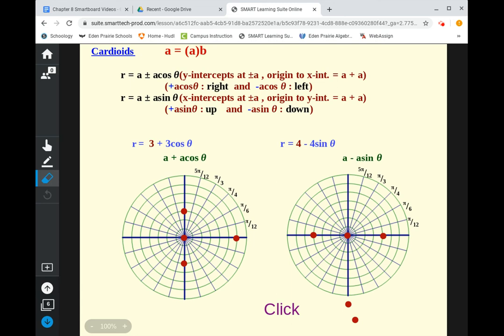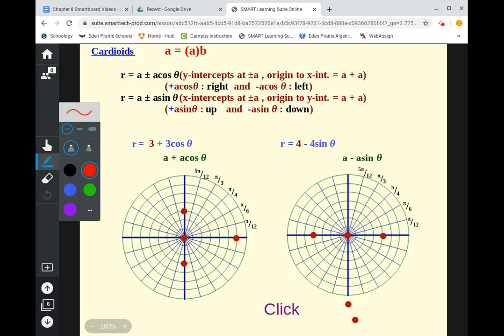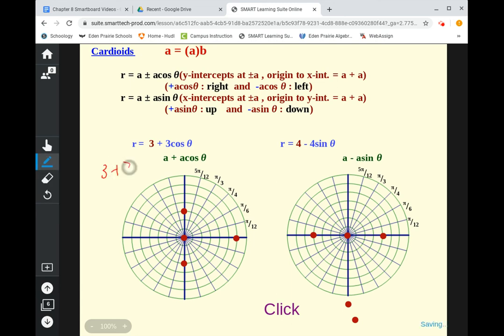So A plus A would be 3 plus 3, which equals 6. And so what is that? So that is origin to x-intercept is equal to A plus A. So from the origin to the x-intercept, I go 1, 2, 3, 4, 5, 6. So there's my next point.